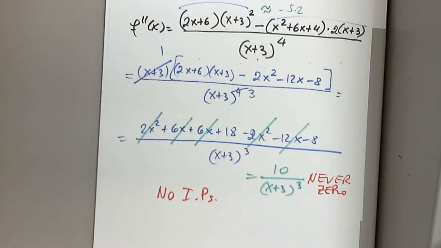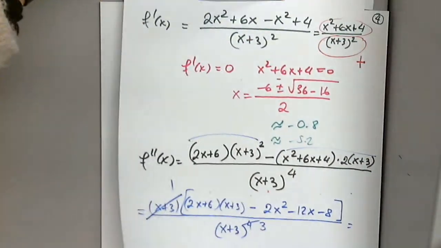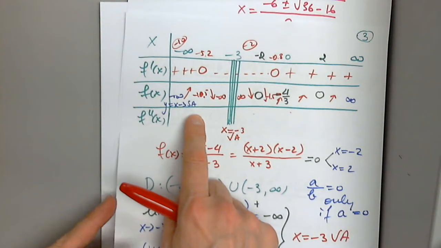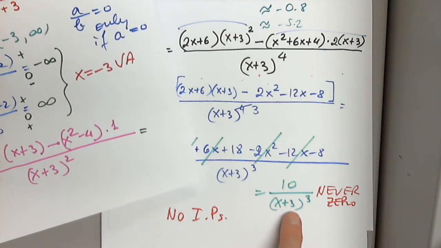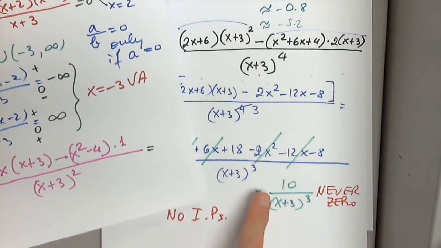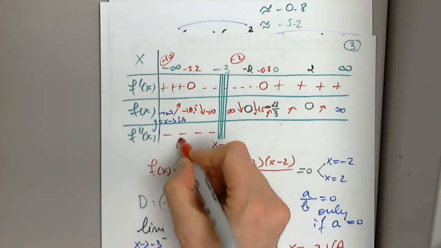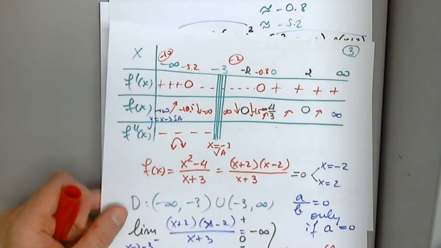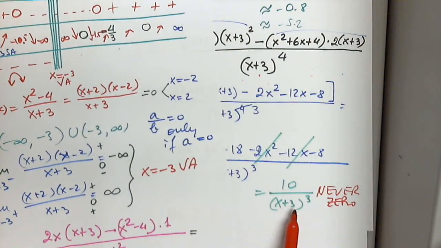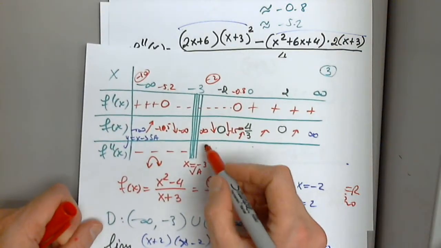However, this function changes sign, though. So let's try, going back to the table, let's try a number that is negative 5 or negative 10. Negative 10 plus 3 is negative 7. Negative 7 cubed is negative. Top is positive, bottom is negative with negative 7. Sign: negative. Let's try 0. 0 plus 3, 3. 3 cubed, positive. 10, positive. Sign: positive.